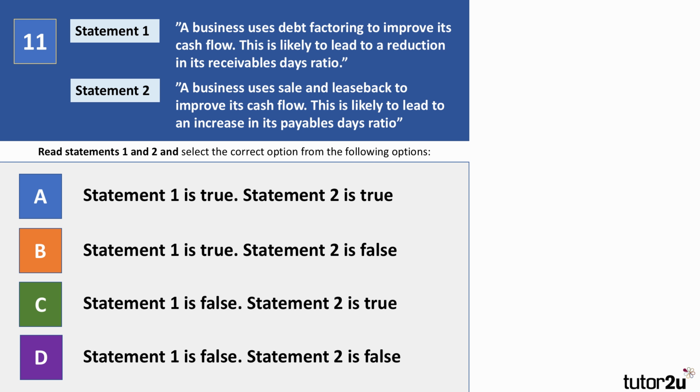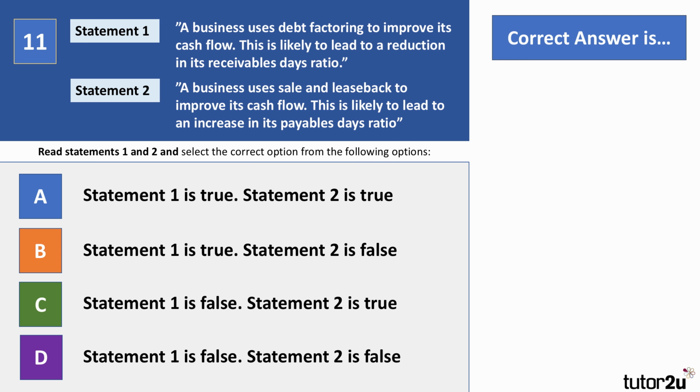Statement 2 is simply false. There's no reason why sale and leaseback to improve cash flow should reduce payables days ratio. Sale and leaseback is just a way of improving cash flow, nothing to do really with payables. So statement 1 is true, statement 2 is false, therefore the answer is B.